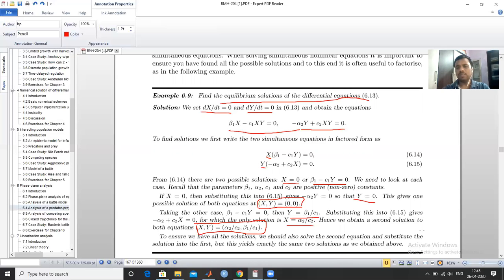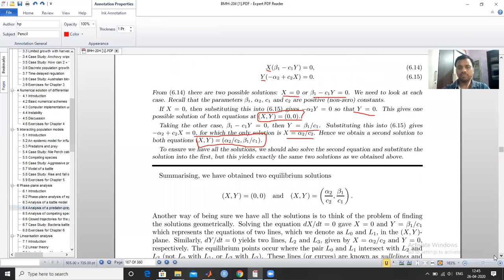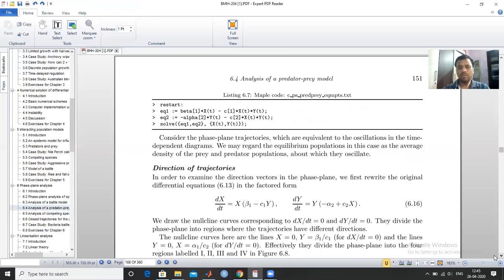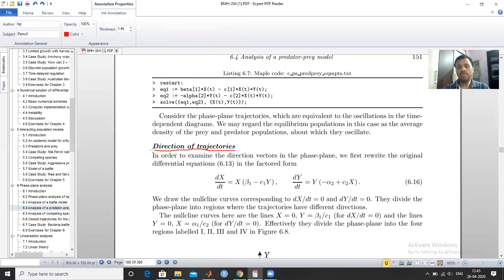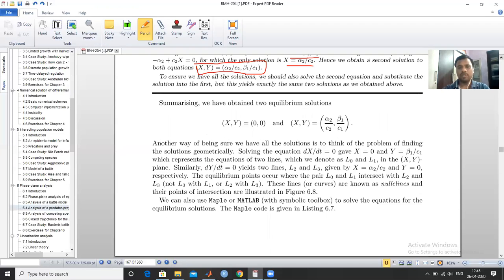Now, what is the next task? The next task is to find the direction of the trajectories. So how will you find the direction of the trajectories? Before finding the direction of trajectories, we will introduce a new concept that we have not discussed until now, and this is the concept of nullclines. What are the nullclines?